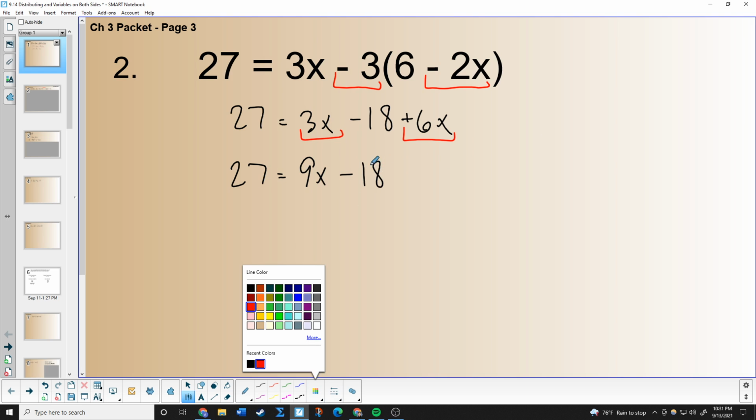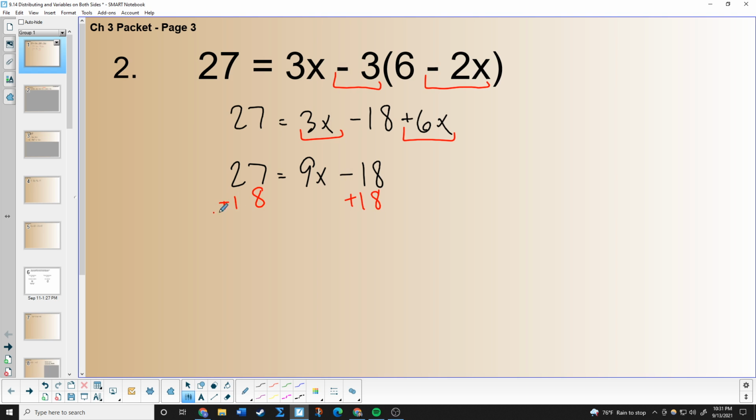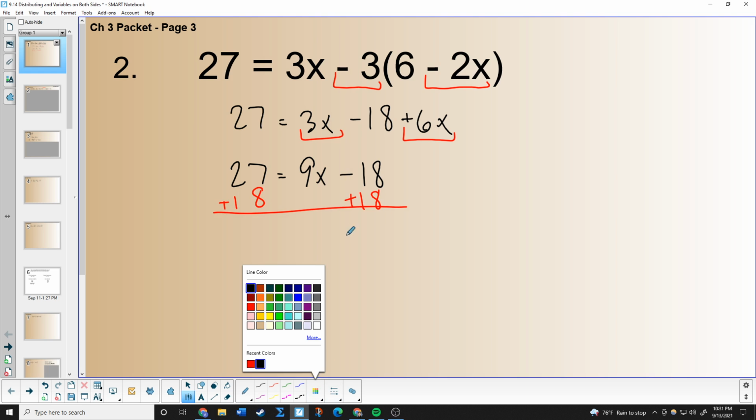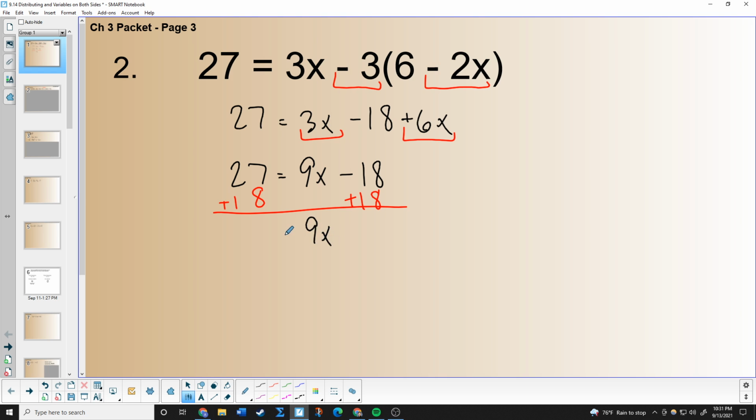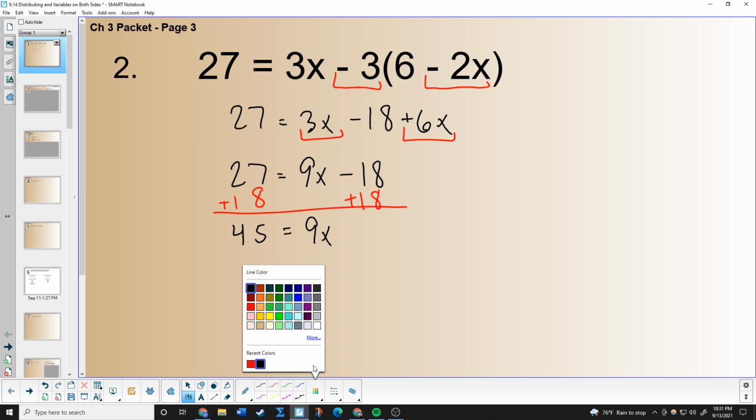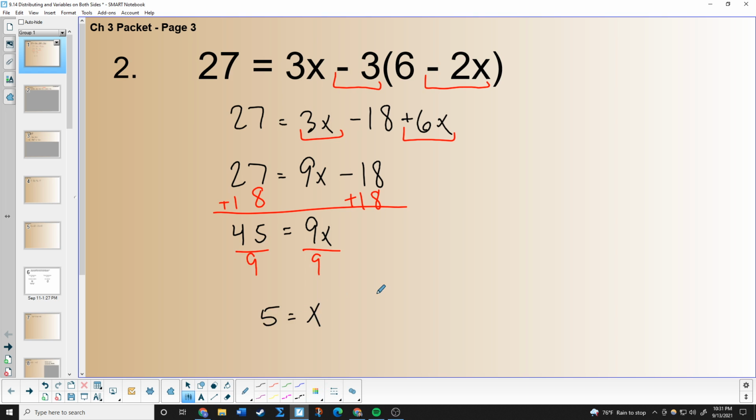So PEMDAS would tell us we're going to deal with our subtraction and addition first. So we'll add 18 to both sides, which will get us 9x on the right, and this will end up being 45. And we could finish this out by dividing by 9 on both sides. And we'll get our final answer of x is equal to 5. All right, so that's our answer for number 2.